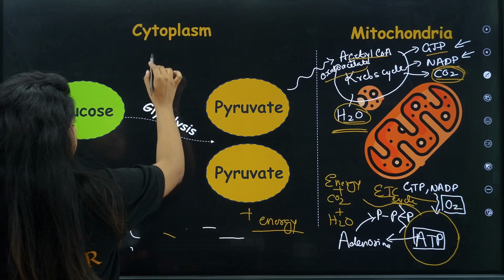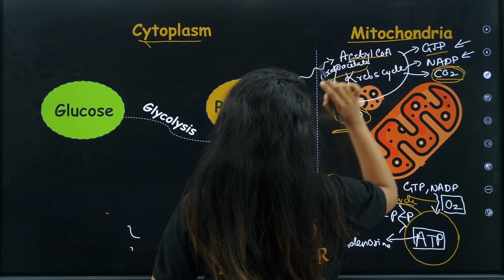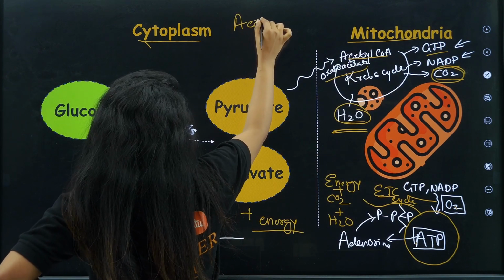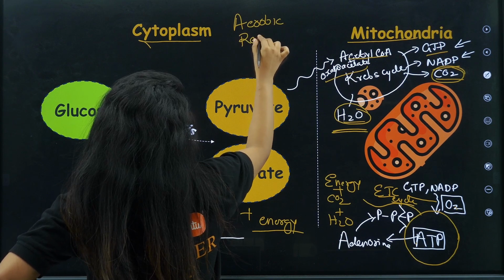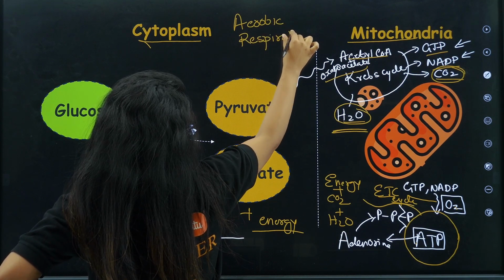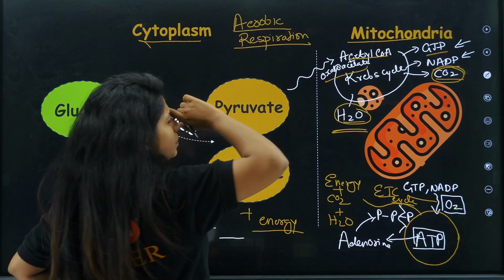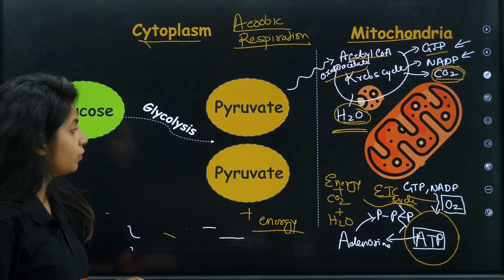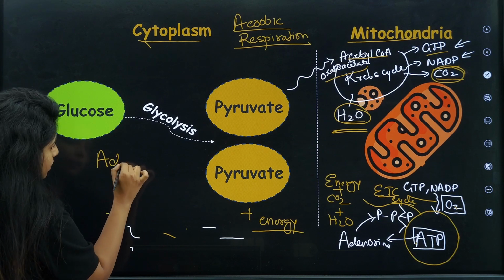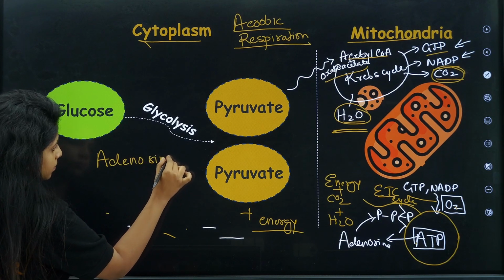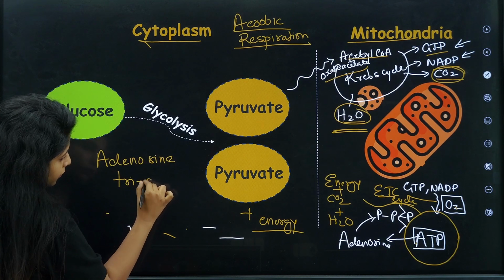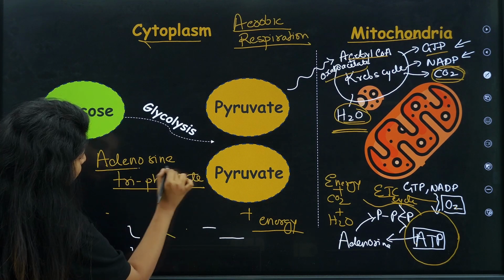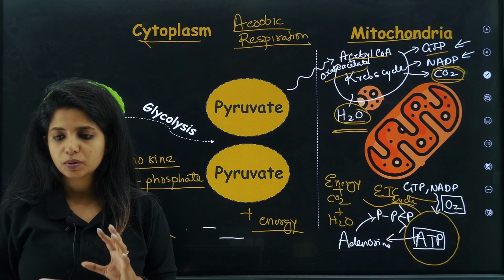So this was happening in the cytoplasm and mitochondria, and this is known as aerobic respiration. At the end you get almost 36 to 38 ATP molecules. If you want, I can write the full form of ATP. It is adenosine triphosphate. I'll give you the whole reactions once I teach you about anaerobic also. So adenosine triphosphate is the thing being formed.